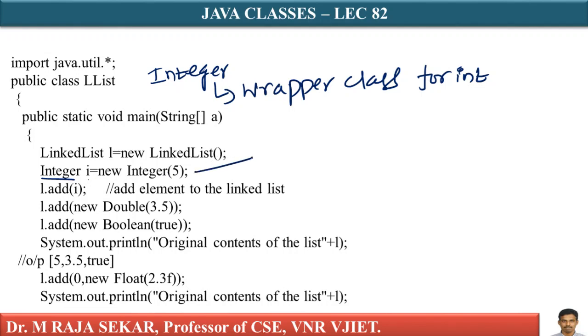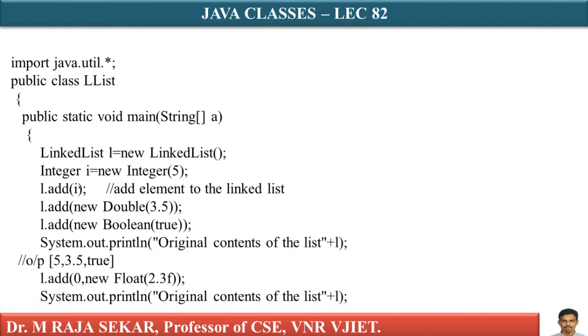I can write like this also: Integer i equal 5. This also works. Anyway, I will spend time on wrapper classes. For the time being, just understand Integer is a wrapper class for the data type int. So logically, you would need to create a new Integer like this: Integer i equal new Integer. For the time being, this i is a variable whose value is 5. As I told you, I will spend time on wrapper classes.